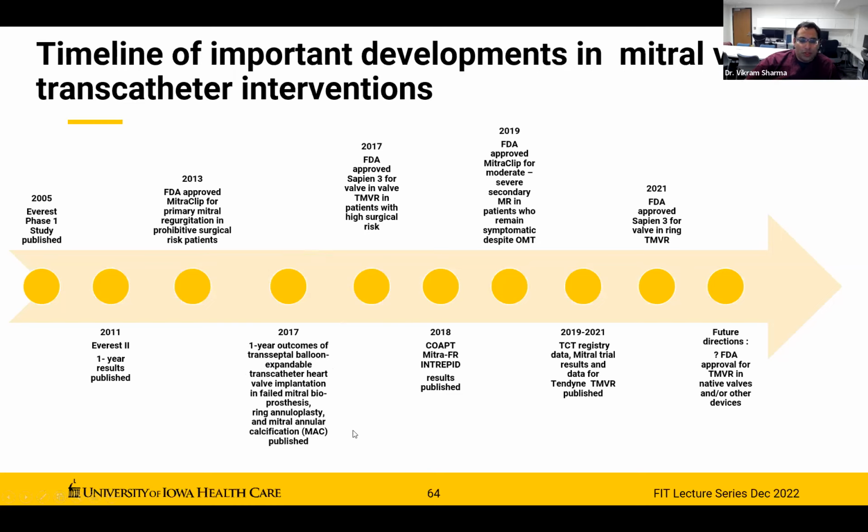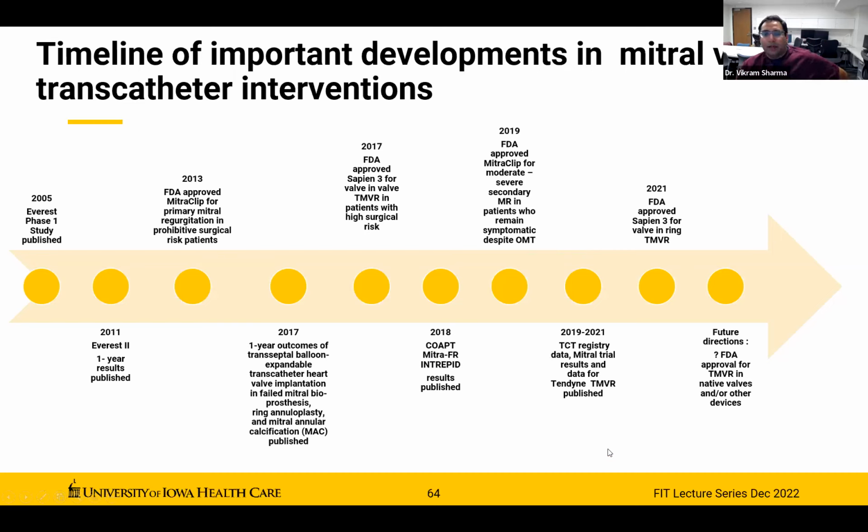Subsequently, we had data for the balloon-expanding transcatheter mitral valve implantation in patients with a failed mitral bioprosthesis or failed ring annuloplasty or mitral annular calcification. In 2017, subsequently, the FDA approved SAPIEN 3 for valve-in-valve transcatheter mitral valve replacement in patients who had a high surgical risk. In 2018, we had the COAPT, MITRA-FR, and the INTREPID results published. 2019 is when the MitraClip was approved by the FDA for moderate to severe secondary MR in patients with symptoms despite optimum medical therapy.